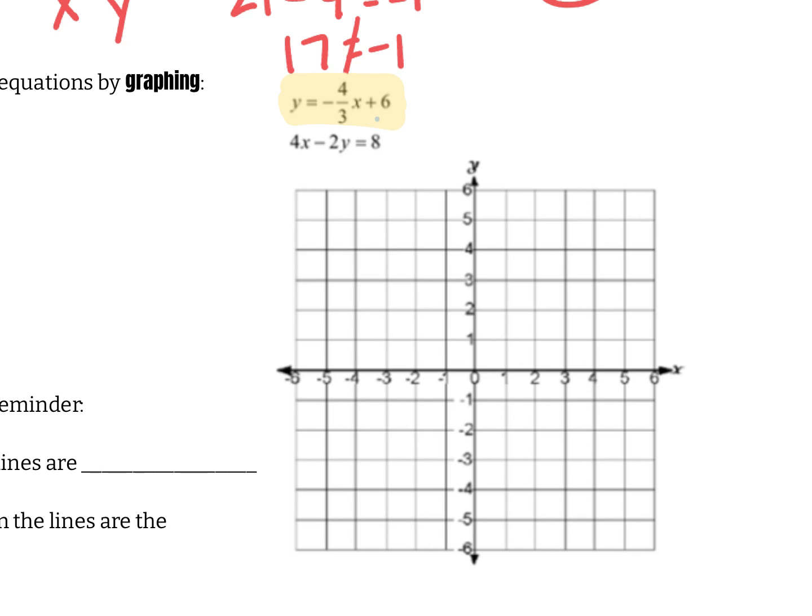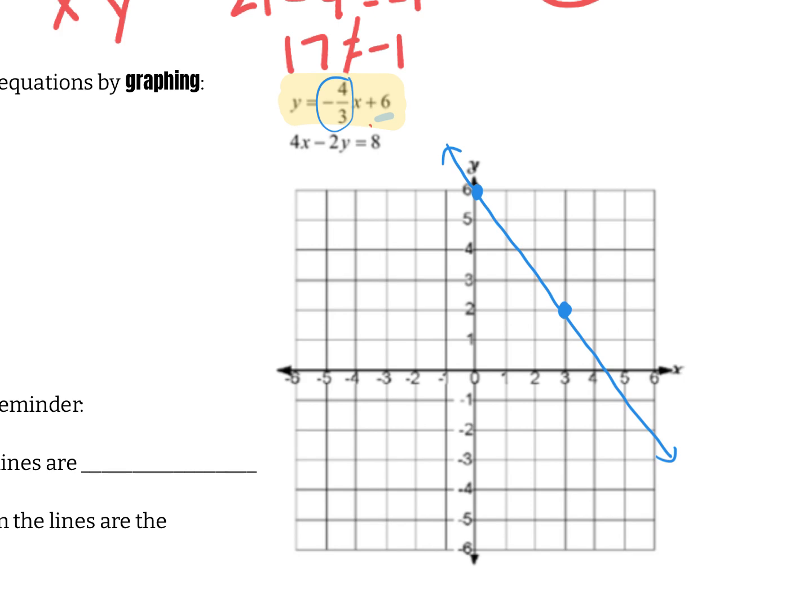The y-intercept is this value, which is 6. So I'm going to make it cross the y-axis at 6. The slope is -4/3. So this is the slope, which means down 4 and then right 3. And my line should be going down, so I'm going to connect those. Using a ruler if you want, I can always get those out on the quiz day on Monday.